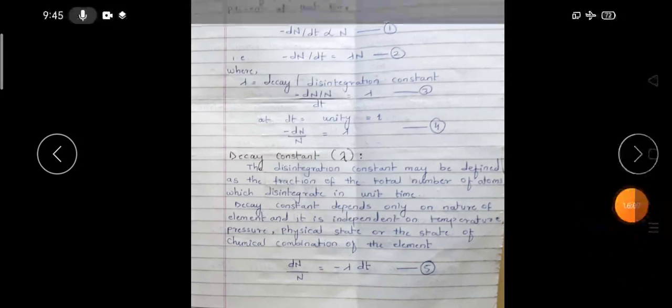You got this point? Very simple thing. What is the decay constant? What is disintegration? I said that a larger element will split up into smaller ones by emitting some sort of energy or radiation. They may be alpha, beta, or gamma. Remember that.